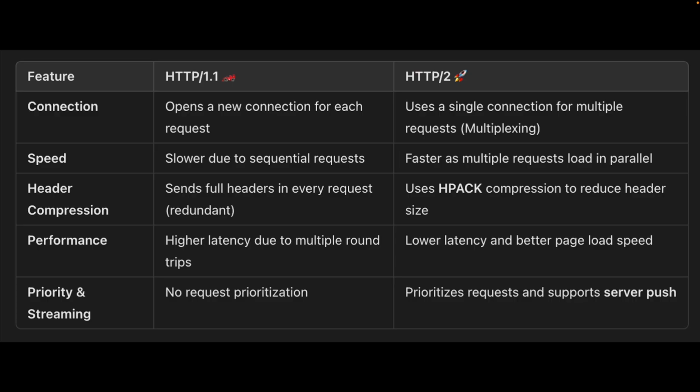When we talk about header compression, HTTP 1.1 sends full headers in every request. Sometimes these headers can be redundant, whereas HTTP2 uses HPACK compression to reduce header size. If we talk in terms of performance, HTTP 1.1 has higher latency due to multiple round trips, whereas HTTP2 has lower latency and better page load speed. If we talk in terms of priority and streaming, in HTTP 1.1 there is no request prioritization, whereas HTTP2 prioritizes requests and also supports server push events.